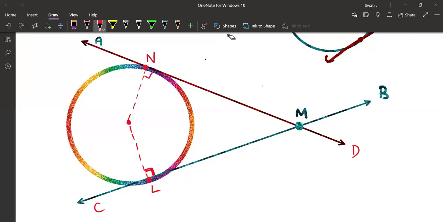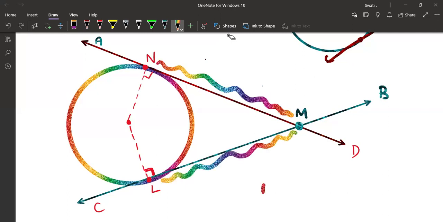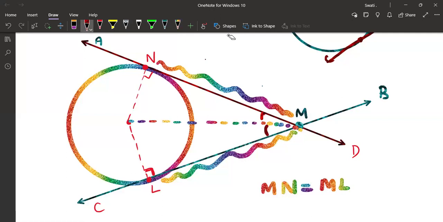Now another concept. If you take a scale, Manya, and measure the length of this tangent, that is from point M to N, and measure the distance from point M to L, you will notice that the lengths of the tangents are the same. So MN is equal to ML. And if you draw a line here, which just crosses through the middle, then this angle will be equal to this angle and this angle will be equal to this angle.